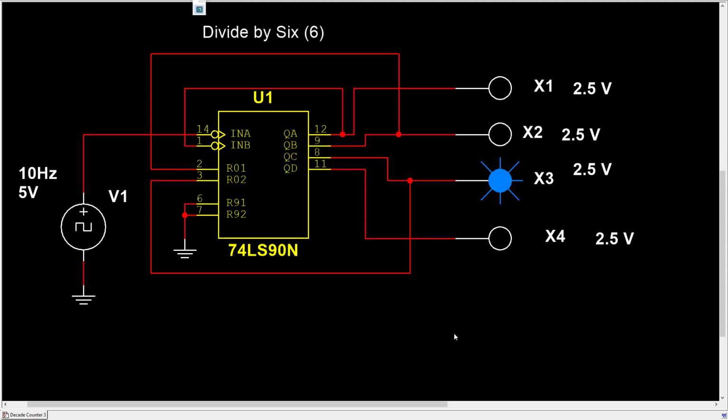Here we have the mod 6 with the displays on the ends. So what we have here is 1, 2, 3, 4, 5, reset. 1, 2, 3, 4, 5, reset.